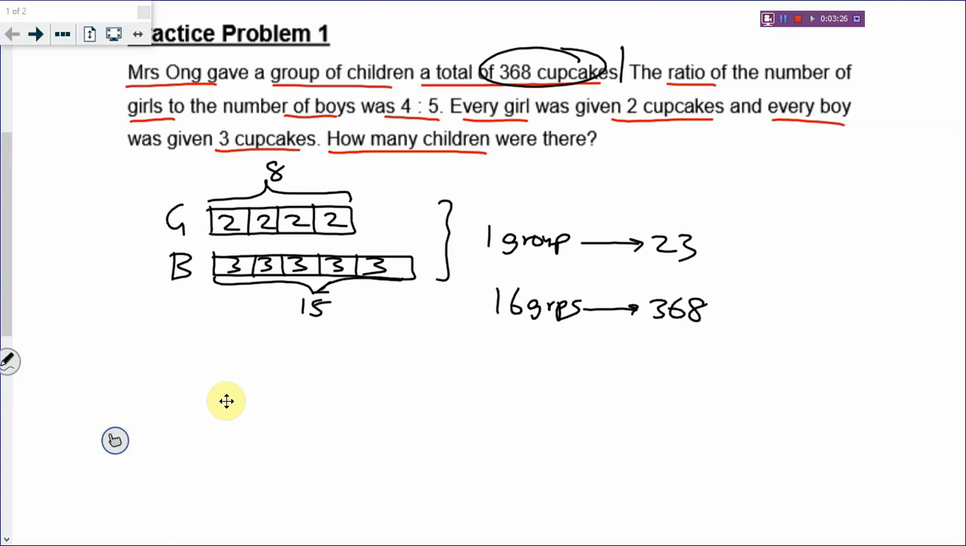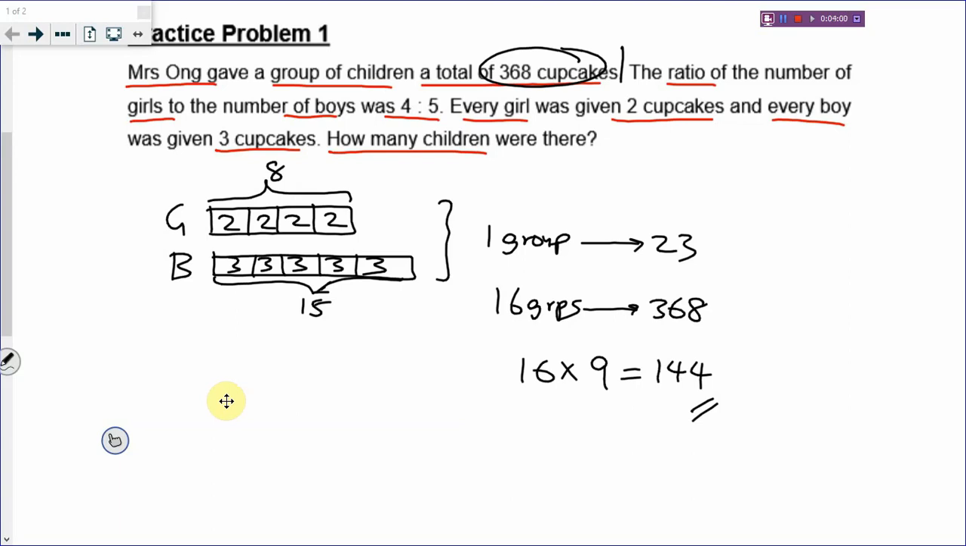You can find how many children there are. Because in one group, there are a total of how many children? You have 4 girls and 5 boys. So in one group, there are 9 children. So 16 times 9. And if the question asks you how many boys there are, then there'll be 16 times 5 boys. So 16 times 9, you will get 144 children. Right, 144 children. So how many children were there? 144. So you have solved the problem. It's not that difficult to solve, and it's actually quite easy using grouping.